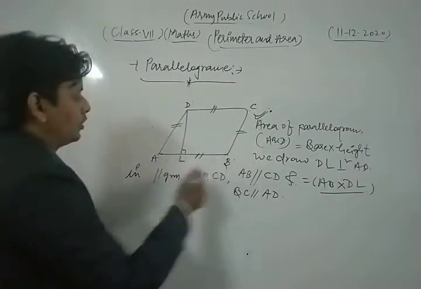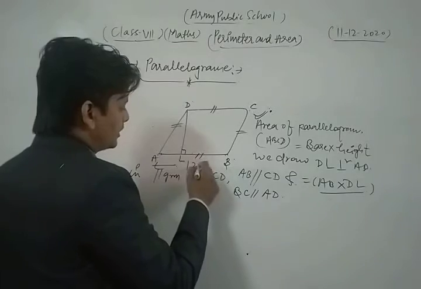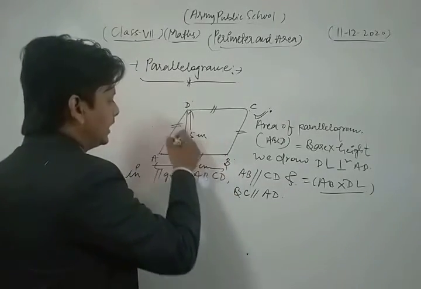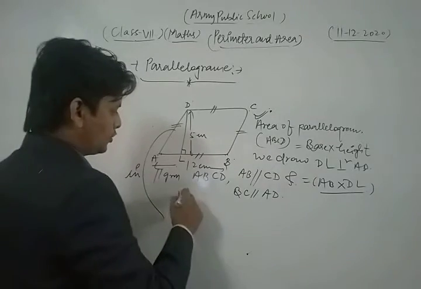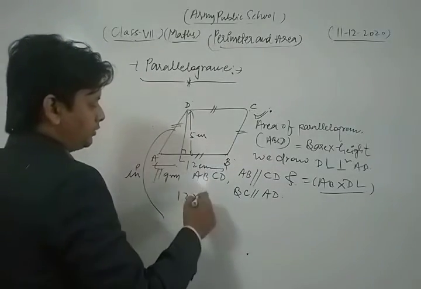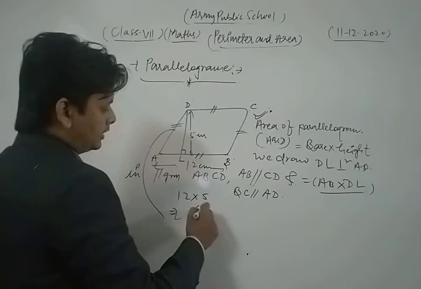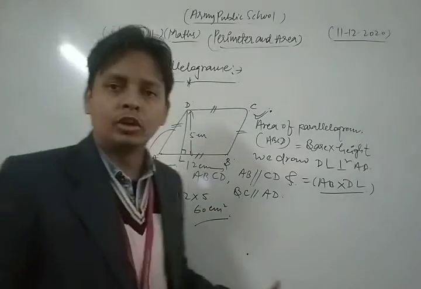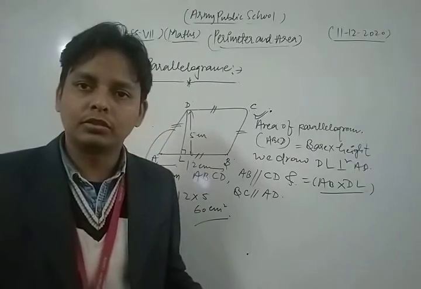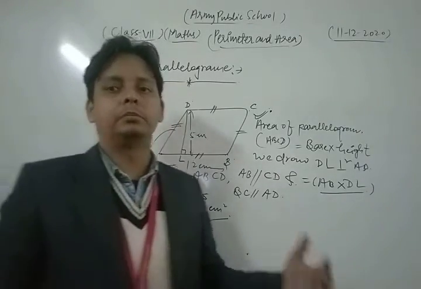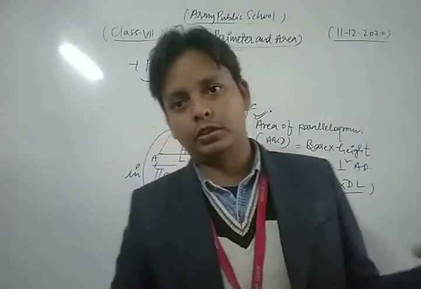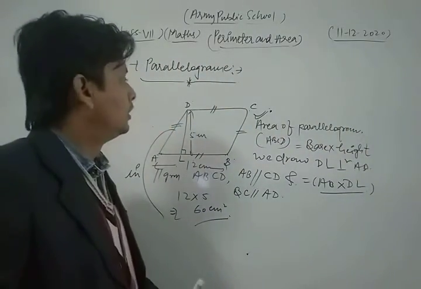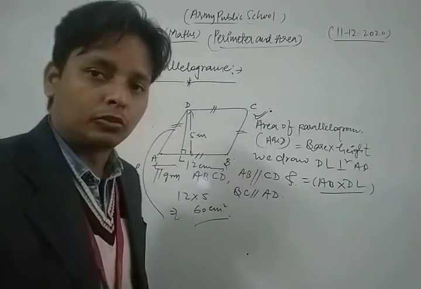Suppose that in that parallelogram the base AB is given as 12 centimeter and its corresponding height is given as 5 centimeter. Then its area will be base 12 into height 5, that is 60 centimeter square. Thus, dear students, in this way you can solve each and every question of your NCERT exercise based on the topic parallelogram. Now we are going to discuss the triangle and its formula. Let's see.